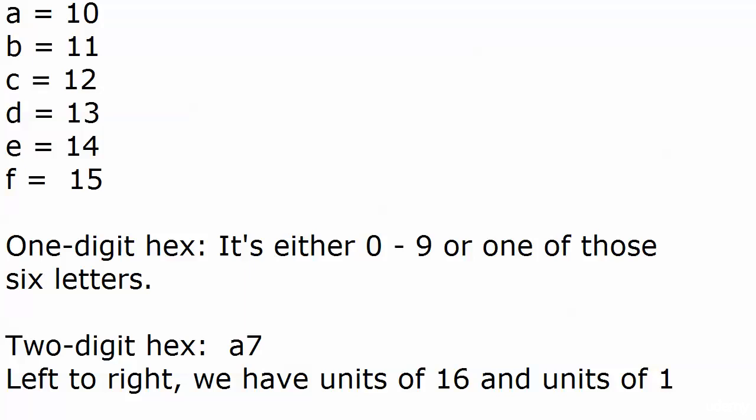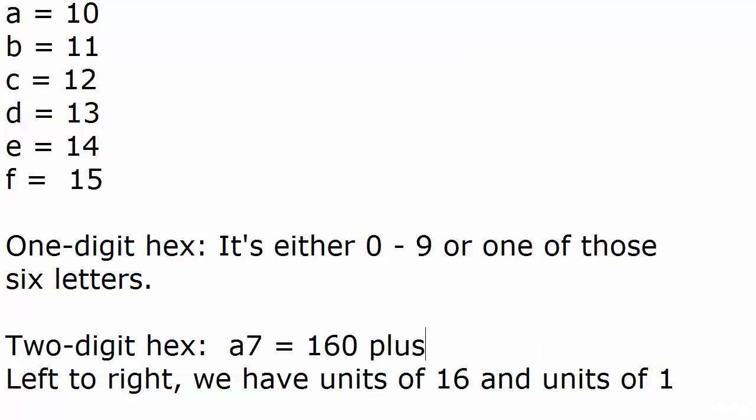So let's see what we have there. We have A units of 16, which means 10. So we have 10 units of 16. Right there, we know the A represents 160 in decimal. The 7 represents 7 units of 1. So that's 160 plus 7, and that is 167. See, it's simple. First time you do it, it's like, okay, the light bulb goes off.